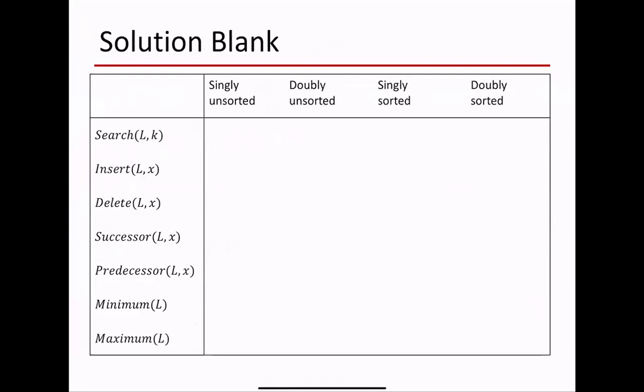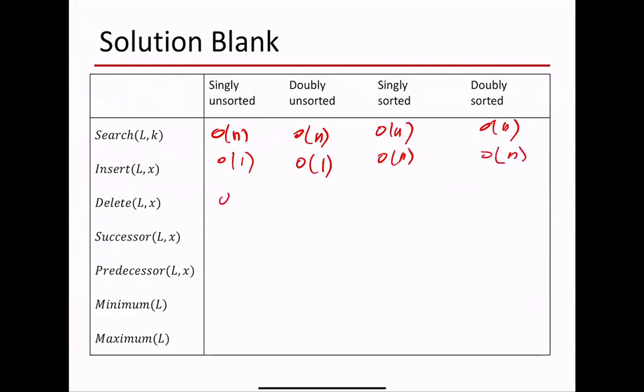So, Yuha, thank you. And next one, deletion. For singly unsorted, I think it's O(1). Okay. And then doubly unsorted, it's O(1) too. So singly sorted is O(N), and doubly sorted is O(N). And start with the deletion. Why is it O(1)?